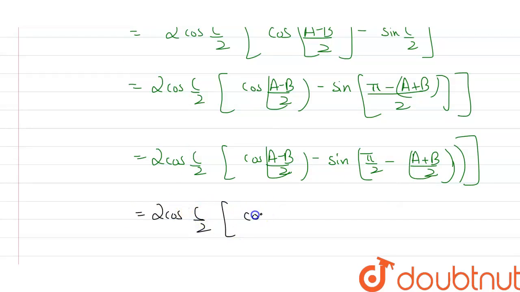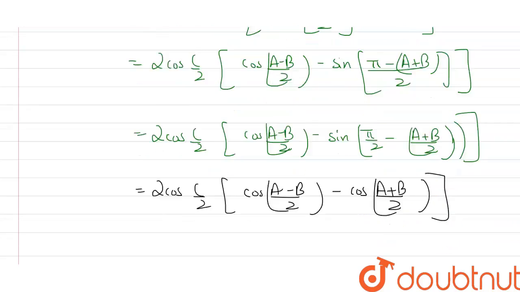Let me explain why. After writing this statement, the cos here should be A minus B, not A plus B, so let me correct it: cos of A minus B by 2. Minus of sine 90 minus theta is always lying in the first quadrant, and this will become cos. This is positive in the first quadrant, so cos A plus B by 2.